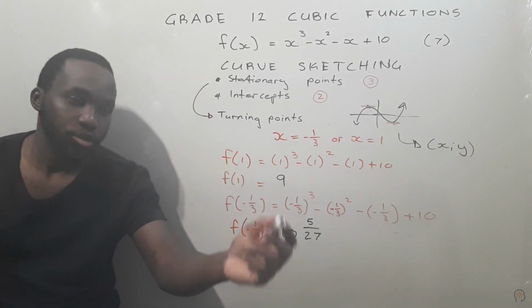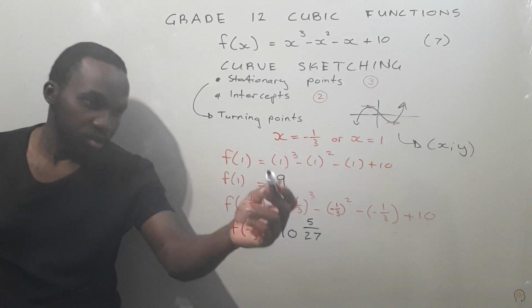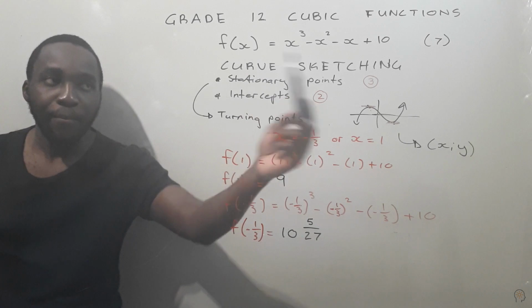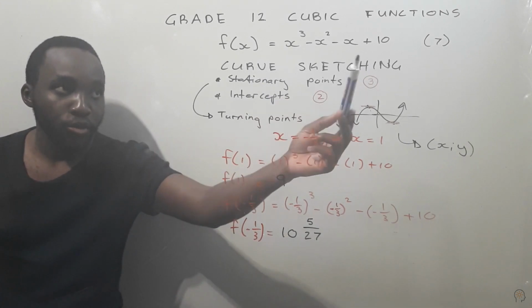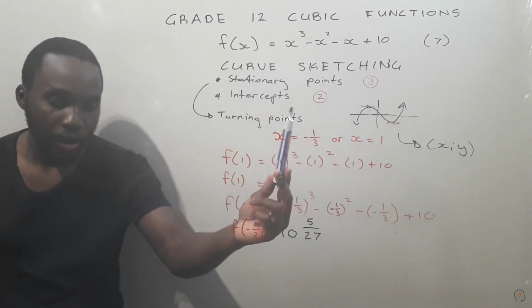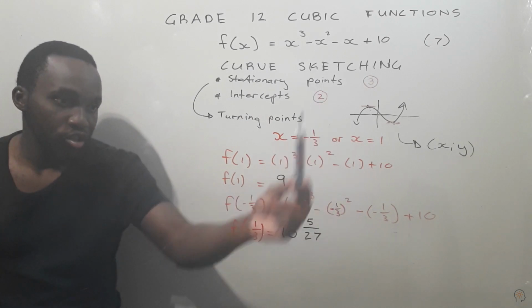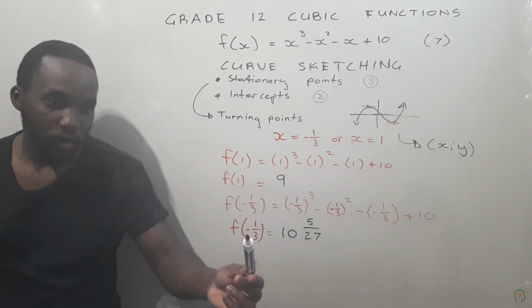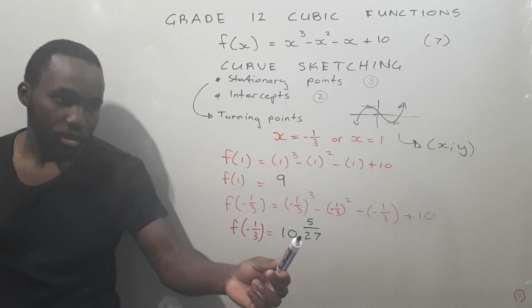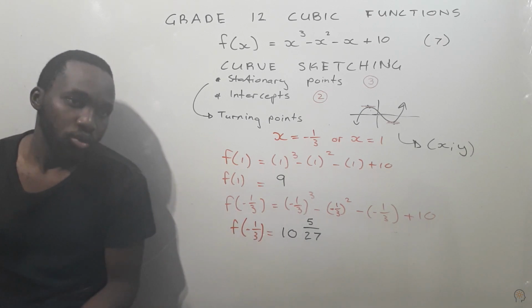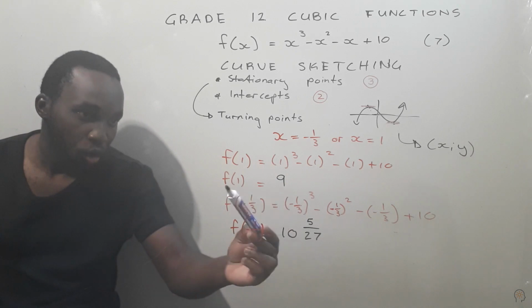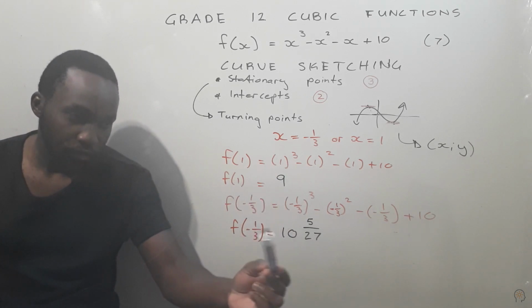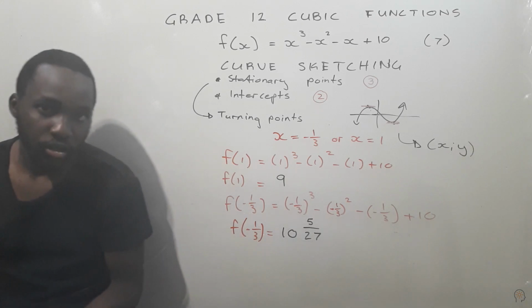So these are our two y values. We got these y values by subbing in our x values into our main equation, because this main equation gives us y if you give it x. So we threw 1 into our equation. This is telling us that where x is 1, the y value is 9. This is telling us where x is -1/3, the y value is 10 and 5/27. So we know that this is a coordinate on its own, right? (1, 9). This is also a coordinate, (-1/3, 10 5/27).